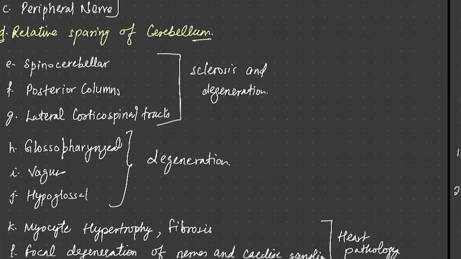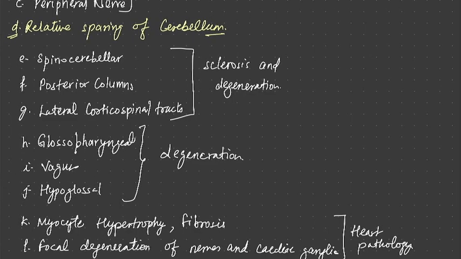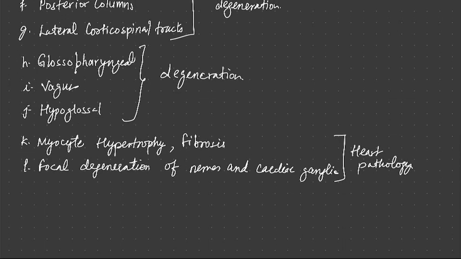Another feature of pathology is there will be sclerosis and degeneration of spinocerebellar fibers, posterior column fibers, and lateral corticospinal tracts. Right, means the spinal cord is also involved. Among the cranial nerves, the glossopharyngeal, vagus, and hypoglossal nerves are degenerated. So there will be dysarthria, scanning speech, these kinds of features in this patient.